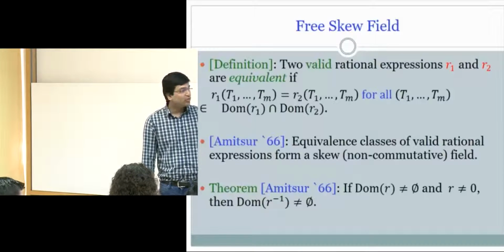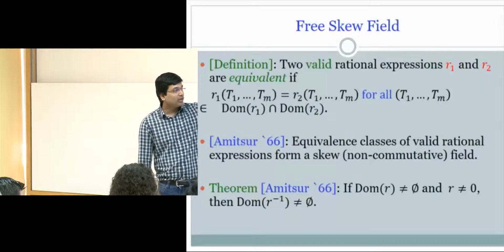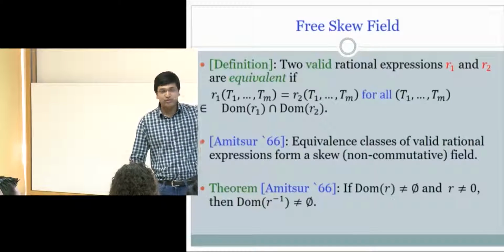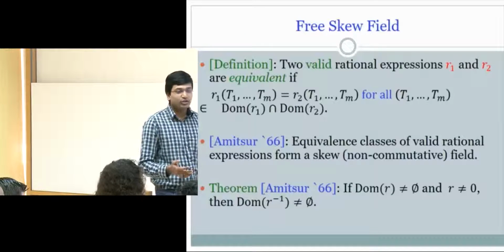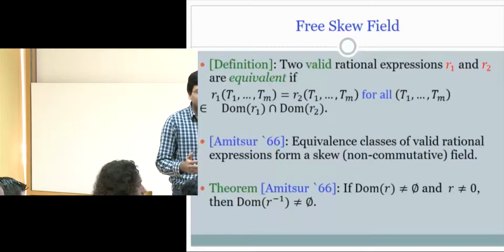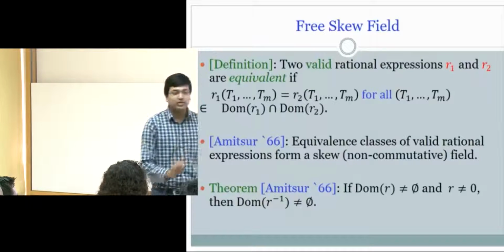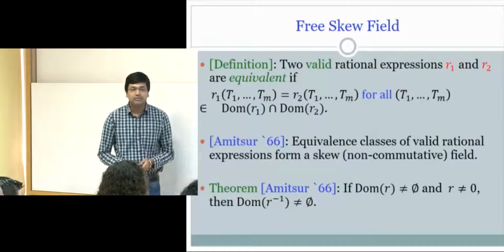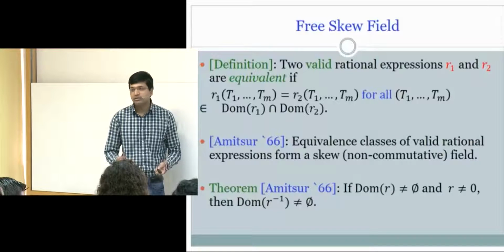This is what Amit proved, and that implies that equivalence classes of these rational expressions according to this relation form a non-commutative field. What is a non-commutative field? It's just a field where you don't have the axiom of commutativity for multiplication. Or I guess it's also called a division ring.